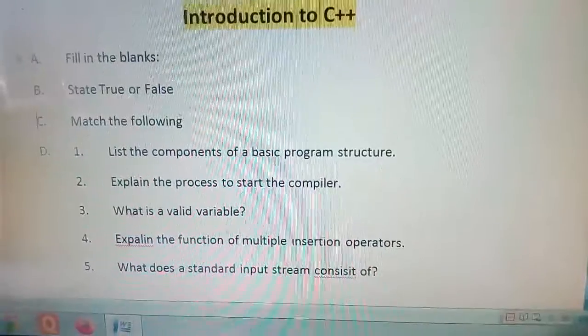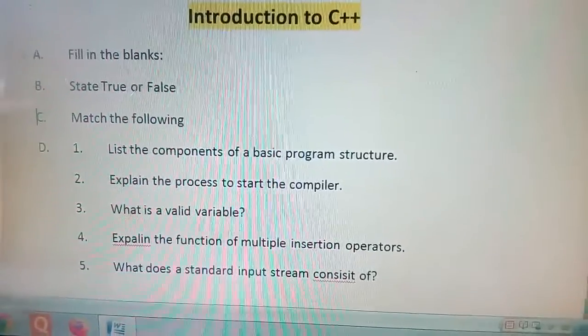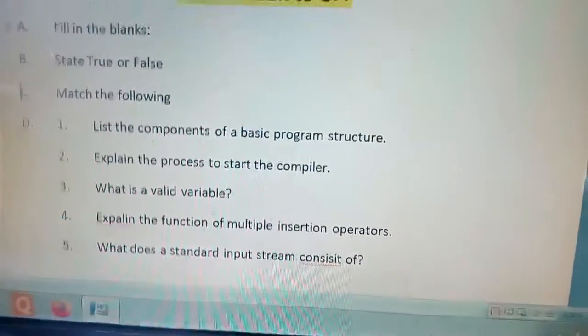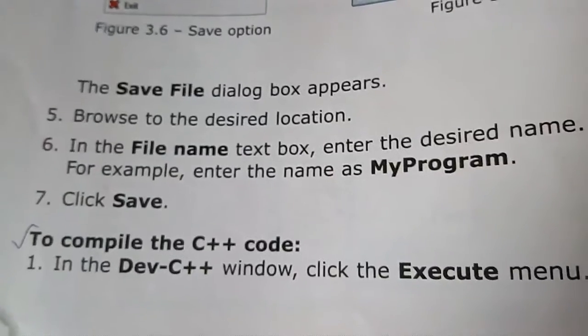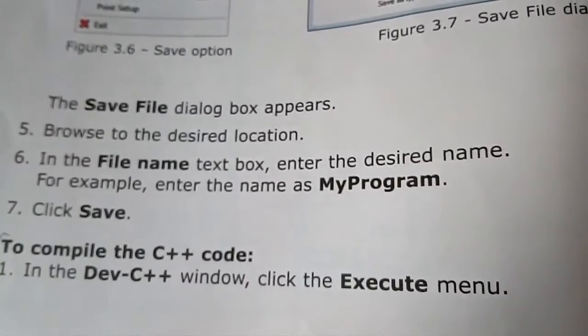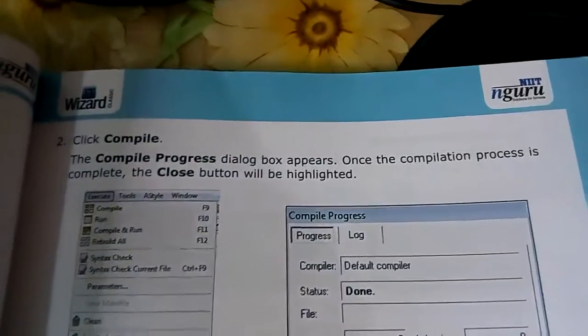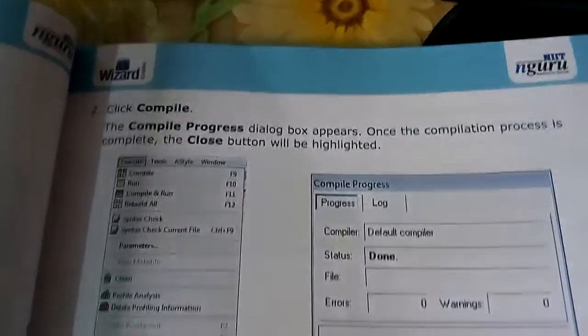Okay, so next question is, explain the process to start the compiler. So how will you start the compiler? How will you compile the program? That we will see. That will be the answer. So the answer will be, to compile the C++ code in the Dev C++ window, click the execute menu, click compile, then the compiler progress dialog box appears. Once the compilation process is complete, the close button will be highlighted. Then you have to click the close.